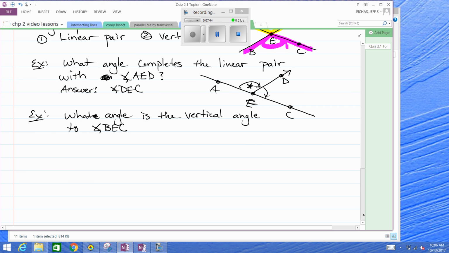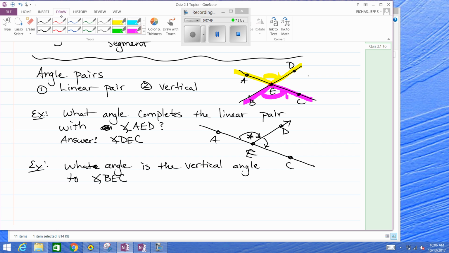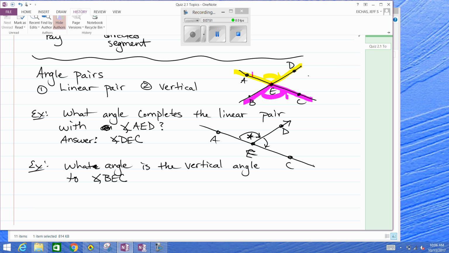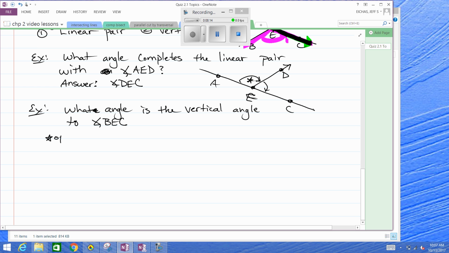Now, vertical is, you've got to have two pairs of opposite rays, okay? So let's sketch that in. I'll use green. So from E to A, that's one ray, and E to C, that's the other. Those are opposite rays because they make a straight line. Okay, same thing here, E to B, E to D. Okay, so that's another big concept. Think opposite rays. You need two sets of opposite rays to make vertical angles.